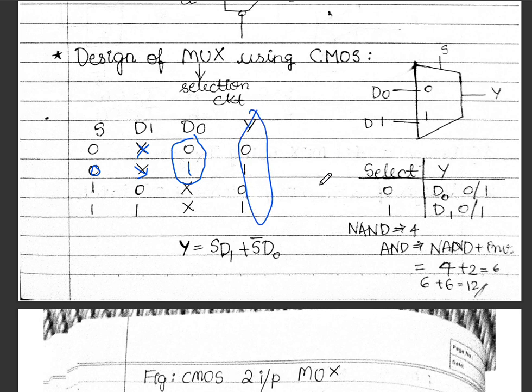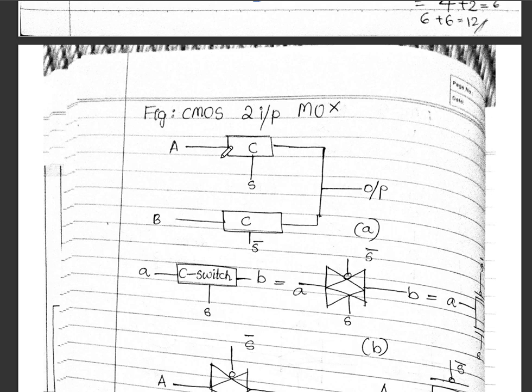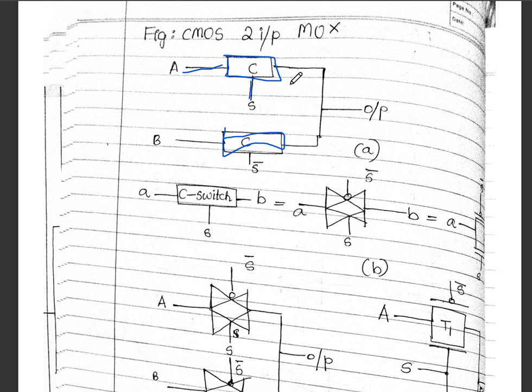So the final expression will be Y is equal to S into D1, as when S is equal to 1, D1 is considered, and S bar into D0. S bar represents when the select line is 0, D0 is selected. Next, this is how you represent the 2:1 multiplexer. This is the CMOS block, and here we have two CMOS blocks, one for select line as 1 and another for select line as 0, and then you connect them and you get the output.